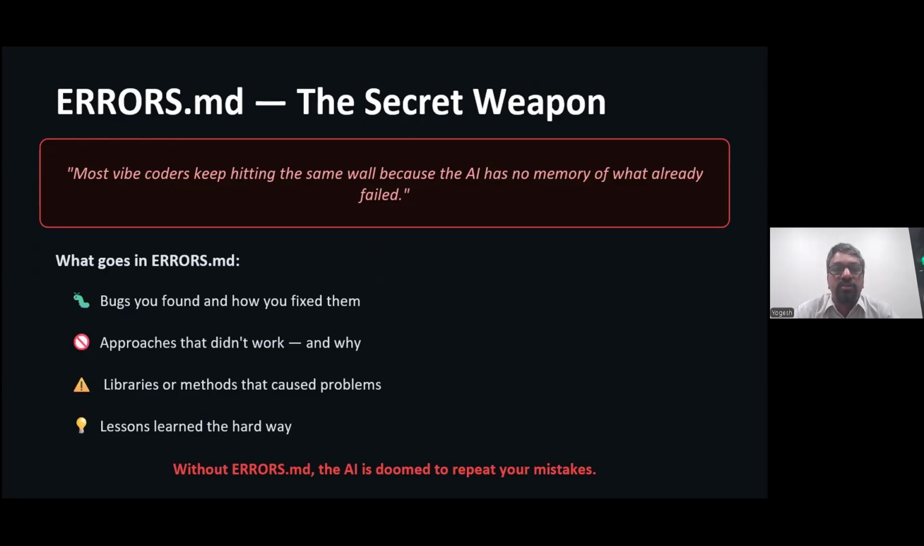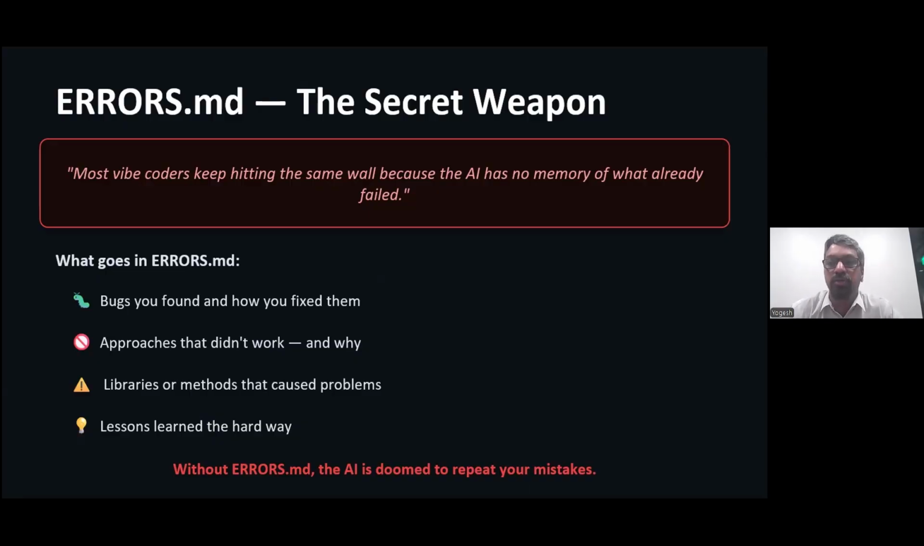And what goes in errors.md is the bugs that you found and how you fixed them, approaches that did not work, and why they did not work. So if the AI tries to fix something that has not worked in the past, those things can be documented in this file. So next time, when the AI is trying to fix a particular issue, it knows that this is not going to work.